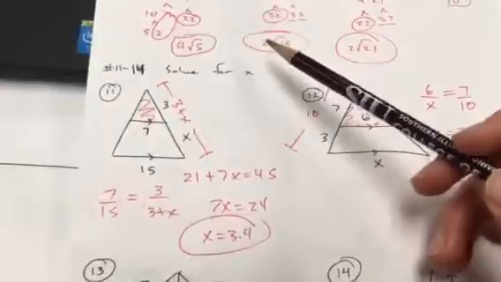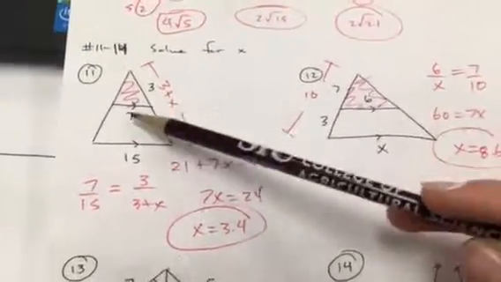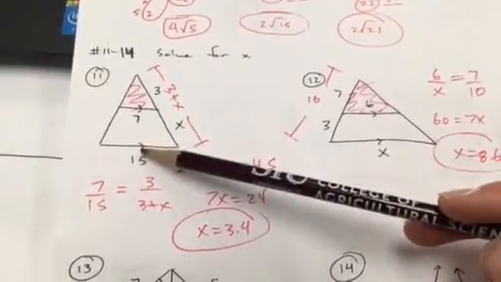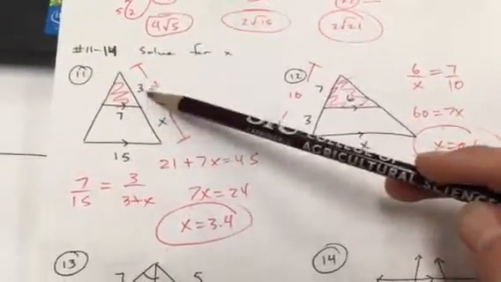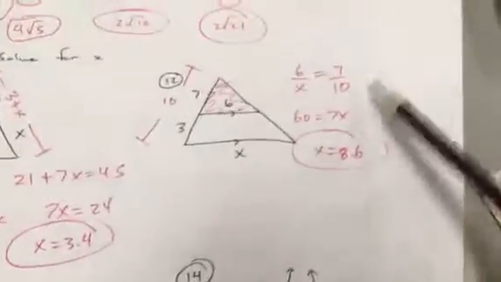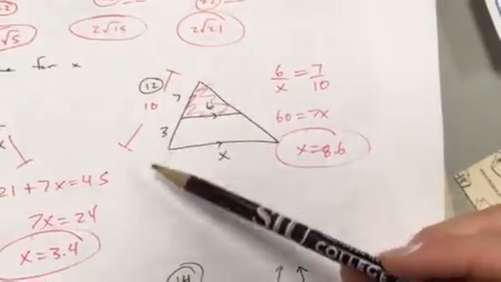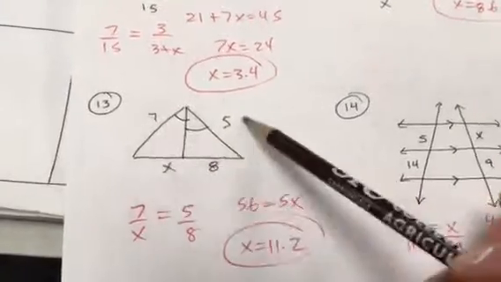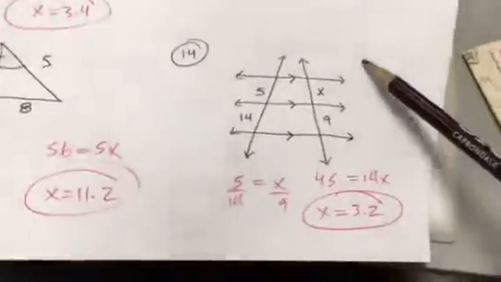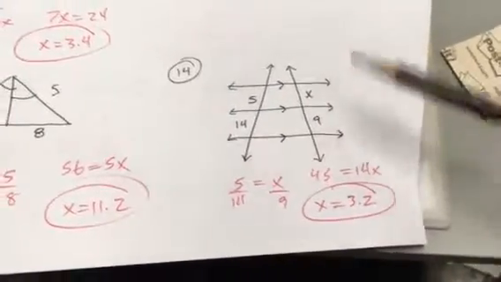All right, 11 and 12, solve for x. 11 through 14, solve for x. Little base over big base equals little right side over big right side, 3 plus x. Cross multiply, get your answer. Little base over big base equals little left side over big left side. Cross multiply. 7 over x equals 5 over 8, or you could do x over 8 equals 7 over 5. You get the picture. Same thing here. 5 over 14 equals x over 9, or 5 over x equals 14 over 9, and so forth.